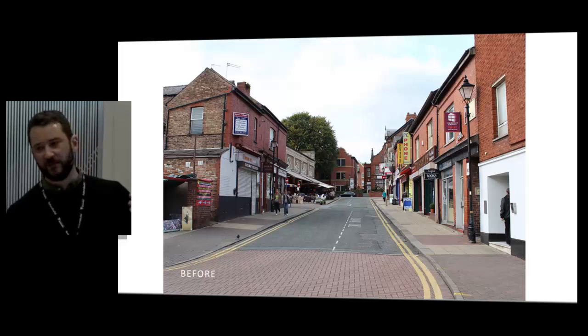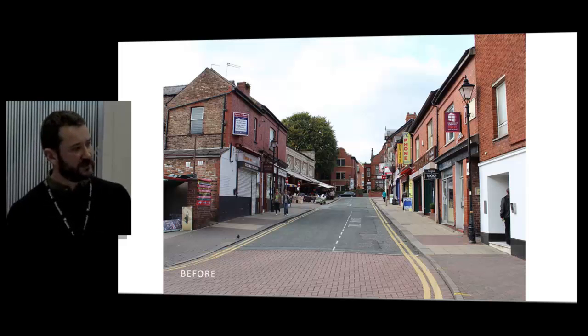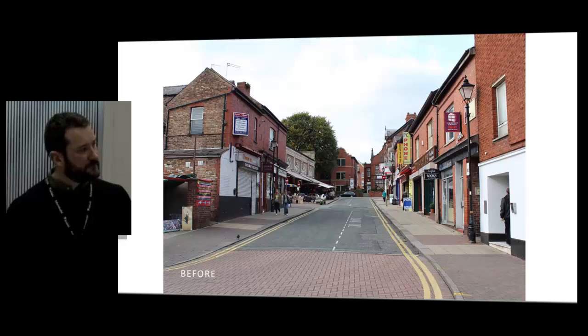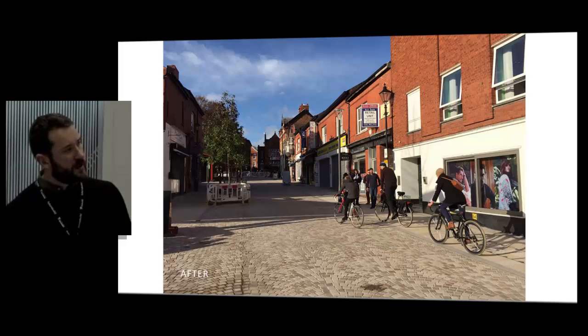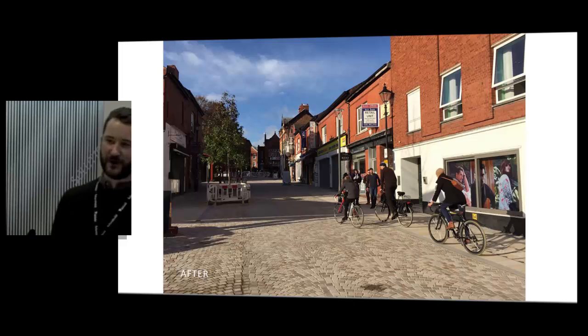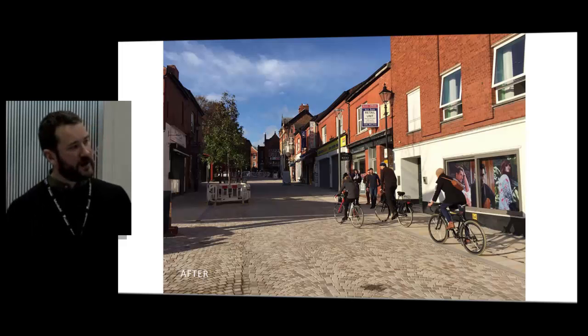So before, similar to the Brighton New Road example, very traditional highway. This is the town centre of Altrincham, and the landscape, the streets are contributing very little, if nothing, to the viability and the success of the businesses in the town centre. And this was the scheme after we implemented it. Again, a carpet of granite, quite costly, but will repay over time.